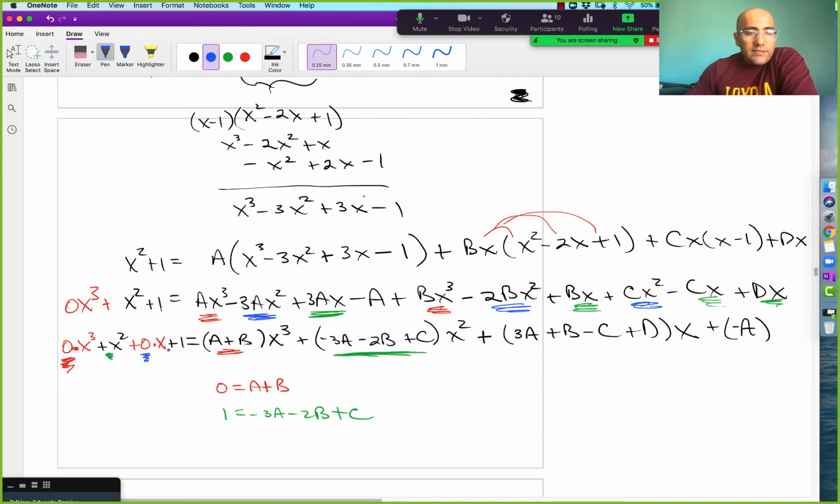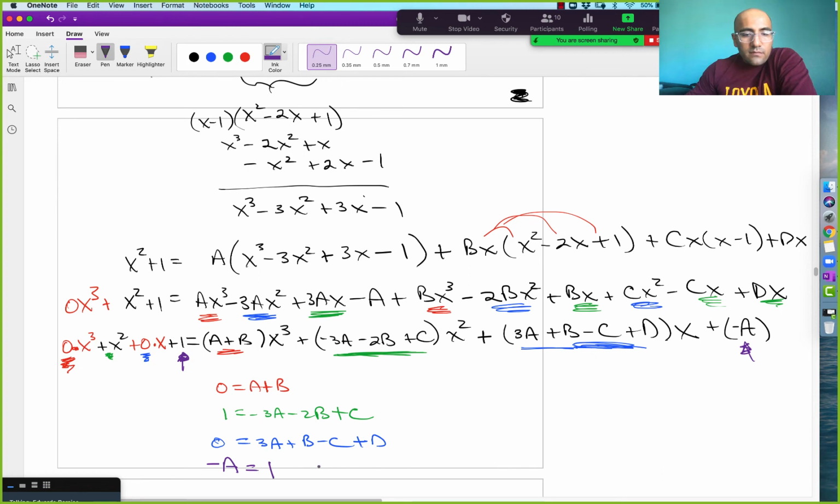0 is the term in front of the x, so all of that must be equal to 0. 0 equals 3a plus b minus c plus d. And finally, let's go to that one. There's only one variable that doesn't have a power of x, it's that one. So we should get that the minus a equals 1.